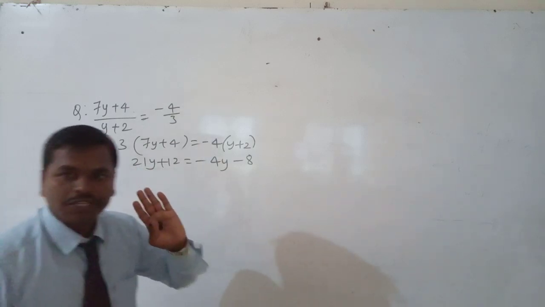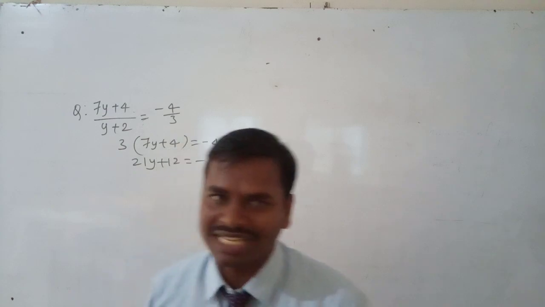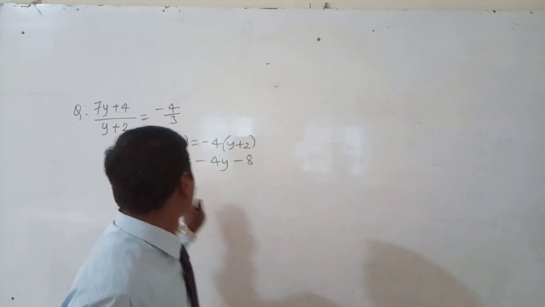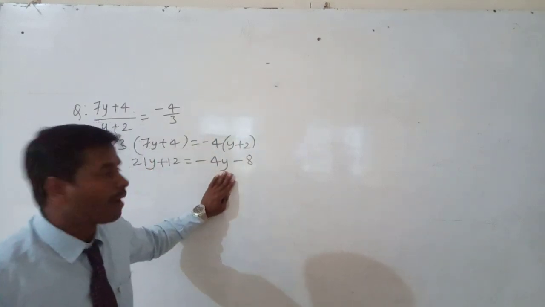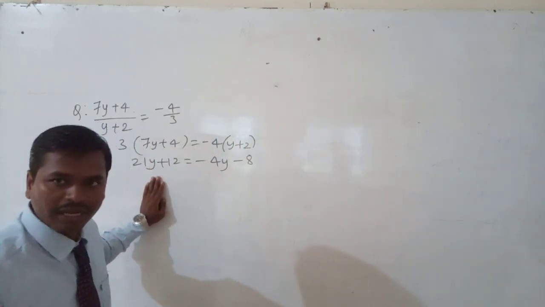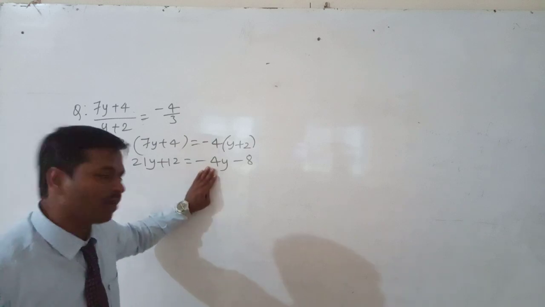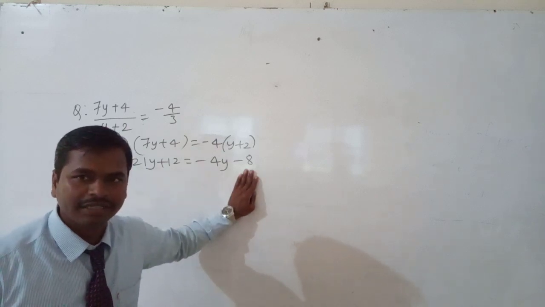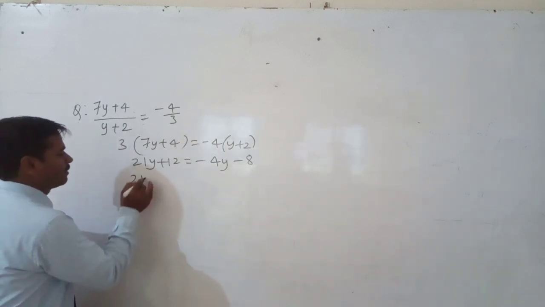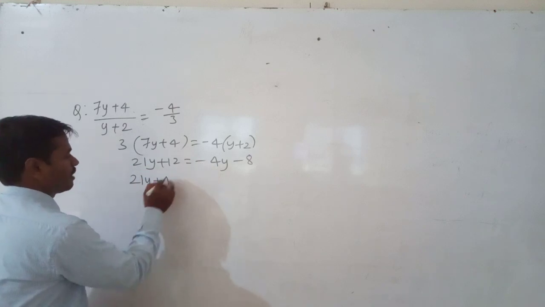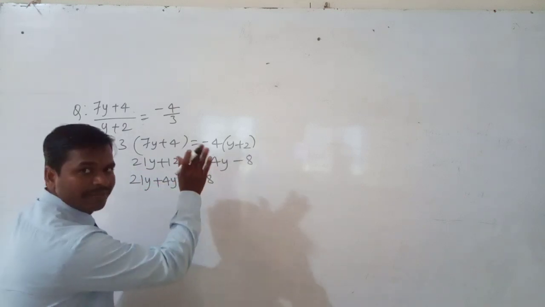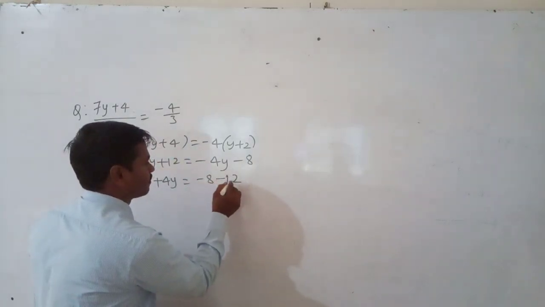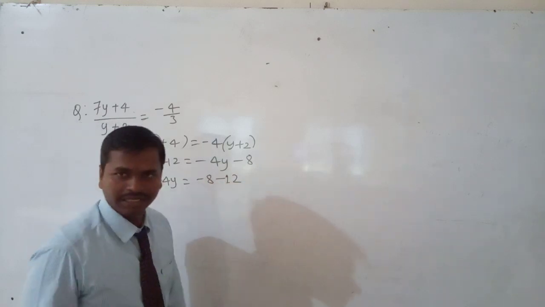Again, next step. Shift the variable terms to the left side, constant numbers to the right side. What are the variable terms here? 21y and 4y are there. Minus 4y will become plus 4y if we shift this one. Plus 12 will become minus 12 that side. Okay? 21y plus 4y. Minus 8 I am keeping the same. Plus 12 will become minus 12 we are getting here.